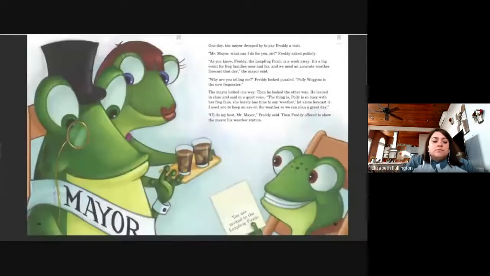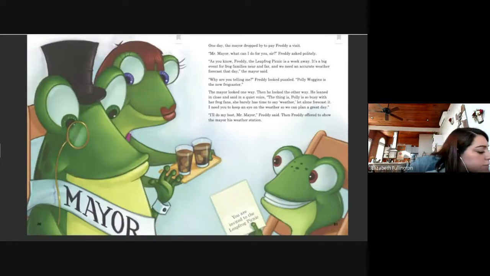One day, the mayor dropped by to pay Freddy a visit. "Mr. Mayor, what can I do for you, sir?" Freddy asked politely. "As you know, Freddy, the Leapfrog Picnic is a week away. It is a big event for frog families near and far, and we need an accurate weather forecast for that day," the mayor said.